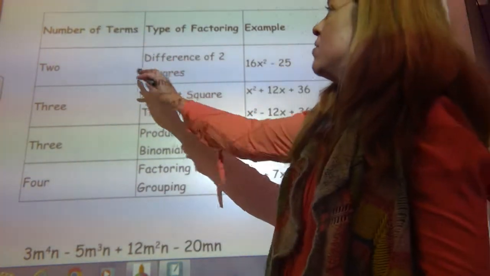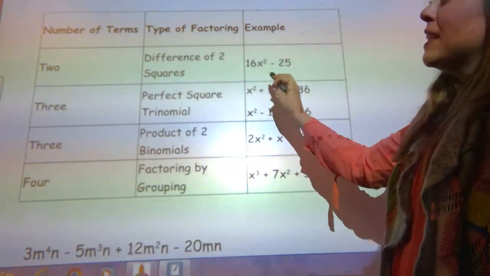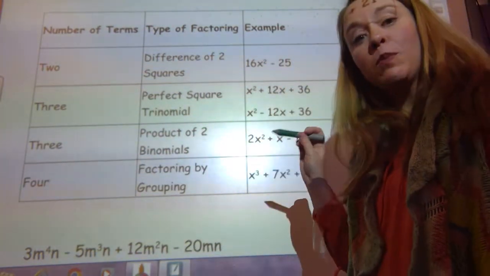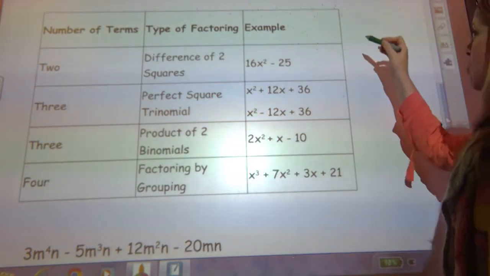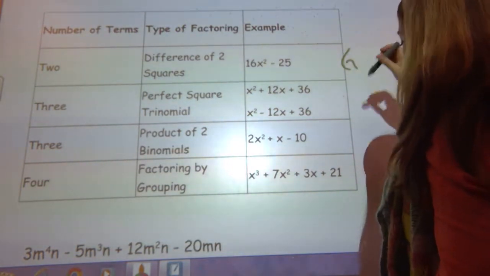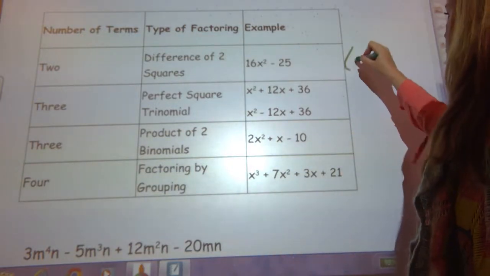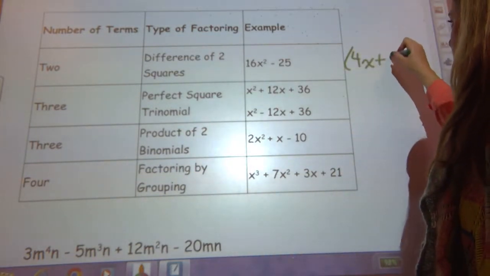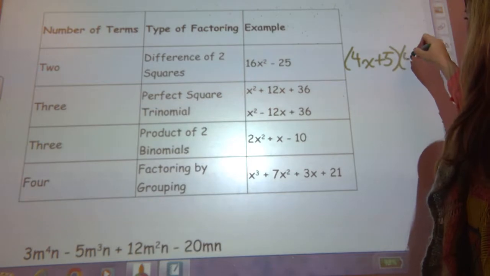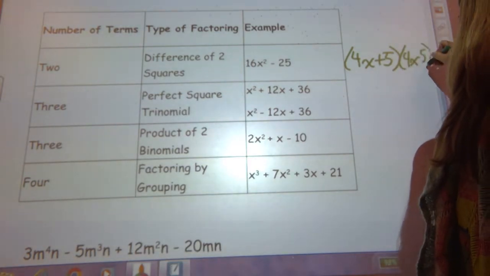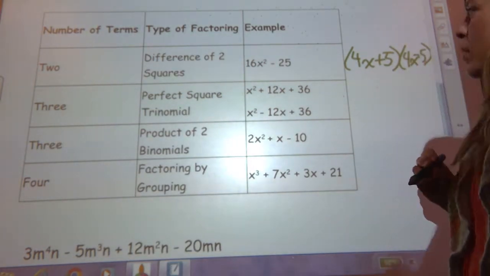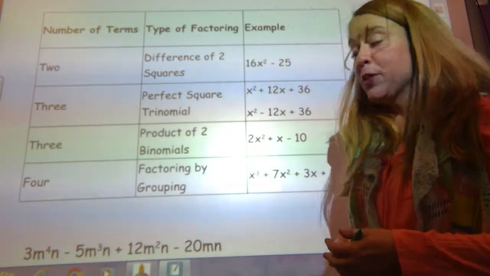If you have 2 terms, check and see if it's a difference of 2 squares, because remember we did this. If it's a difference of squares, then to factor it, whoops, I got a 16 there. To factor, it would be 4x plus 5 times 4x minus 5. So we know how to do a difference of squares, and that's pretty easy.